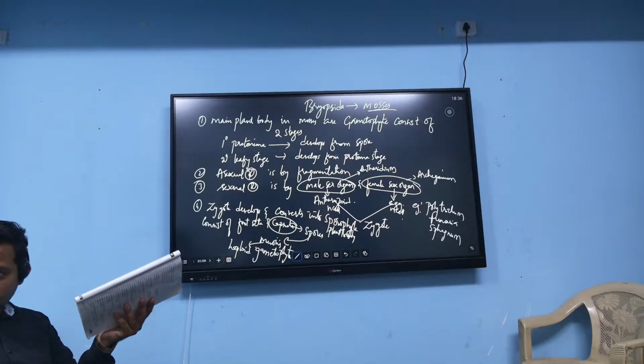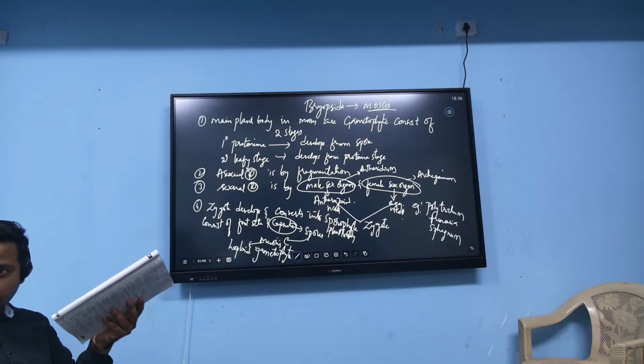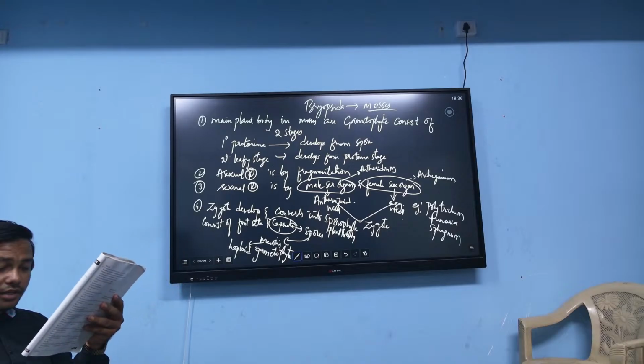Number two, they are photosynthetic. Bryophytes are photosynthetic, obviously. They are photosynthetic in nature, they are preparing their own food. Number three, their zygote undergoes meiosis.